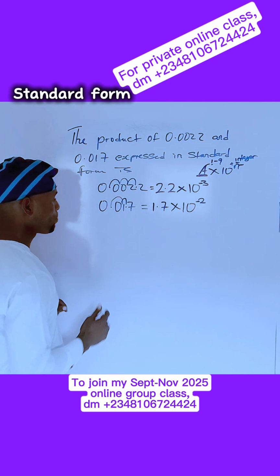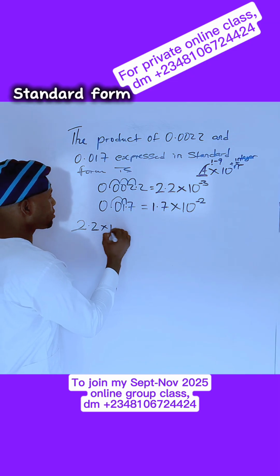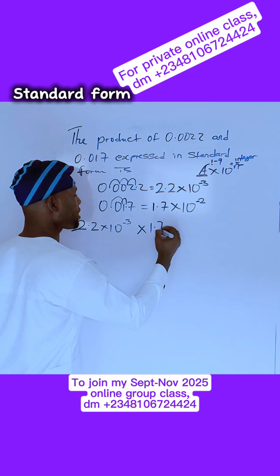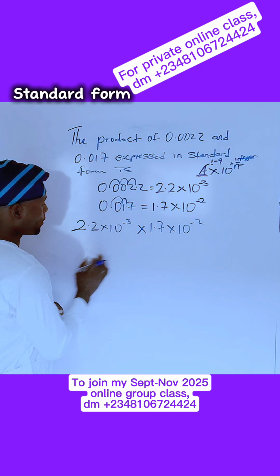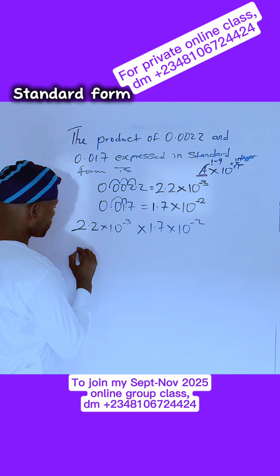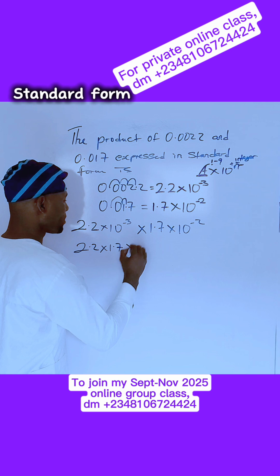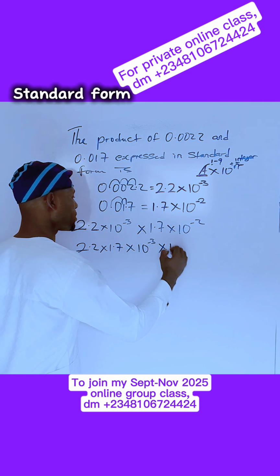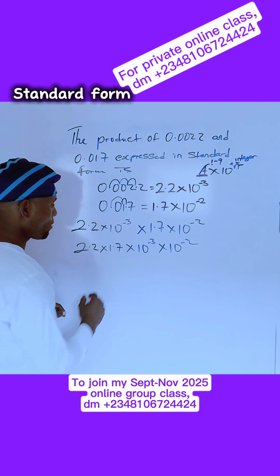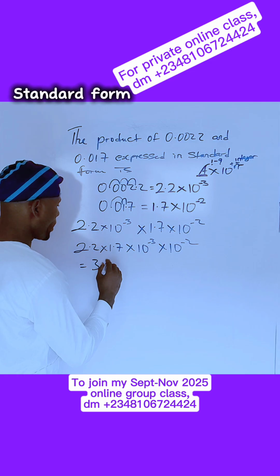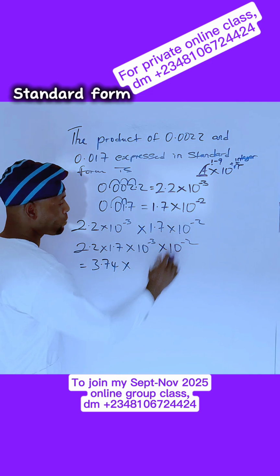Let's carry out the product. That is multiplication of this and this. We then have 2.2 times 10 raised to power minus 3 times 1.7 times 10 raised to power minus 2. Let's carry out the multiplication like this. We multiply this and this. We have 2.2 times 1.7. We multiply the 10 raised to power minus 3 times 10 raised to power minus 2. 2.2 times 1.7 will give us 3.74 times 10 raised to power minus 3 times 10 raised to power minus 2.